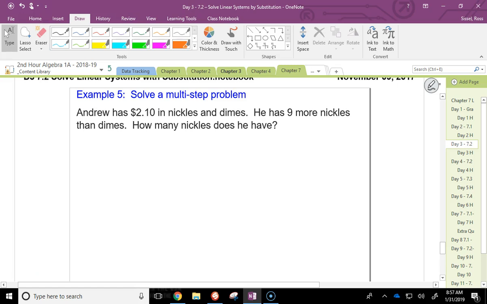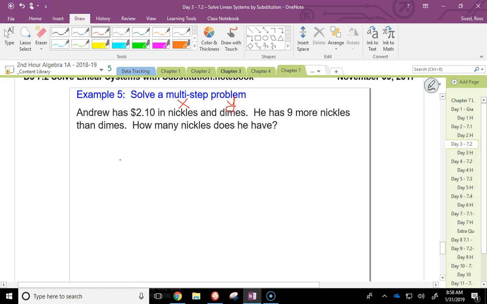To find this, it's not just randomly guessing. The way we do this is nickels, I'm going to give the variable x, and dimes, I'm going to give y. So get used to story problems. If I don't know how many nickels, I don't know how many dimes, give them both variables. Here's how I can set this problem up. How much is a nickel worth? 5 cents.